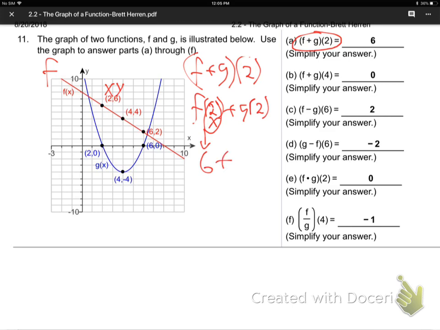And now what's the g? Put in the x value. Look for the x value of 2 on the U-shaped g graph. 2, 0. Right here's the x, here's the y. The y is 0. Out comes 0. 6 plus 0, 6. That's how they got that answer.